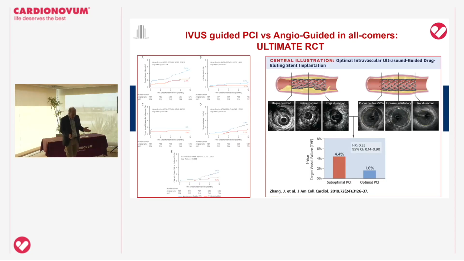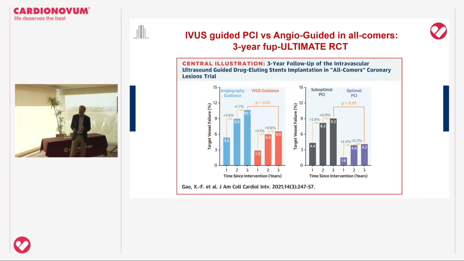We have another trial, the ULTIMATE randomized trial. Again, the same concept. Optimal results with IVUS end up with better outcomes as compared to suboptimal PCI with IVUS or angiographic-guided only results. So it's not that you have to use IVUS, but you have to get optimal result. You have to interpret the IVUS and use it accordingly. This is the 3 years follow-up of this trial showing this incremental benefit of IVUS-guided versus angio-guided.